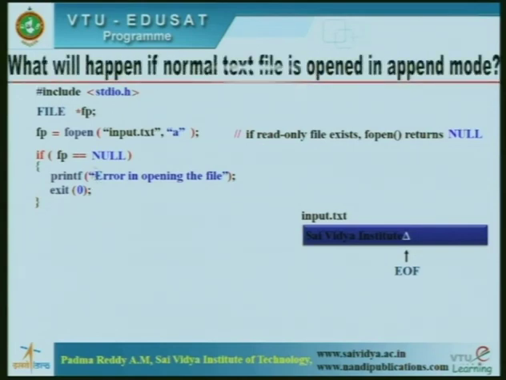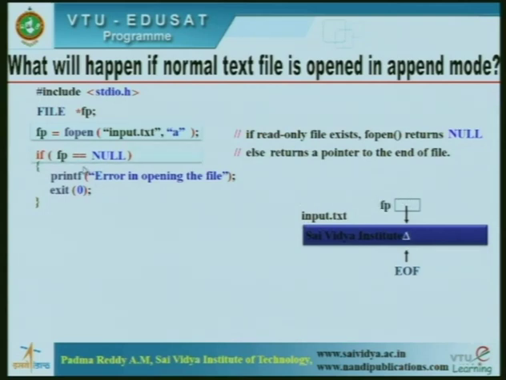Now let us see what will happen if a normal text file is opened in append mode. When I say normal text file, it definitely will not return null. In that case, it returns a pointer to the end of the file. So here, assume some text is already present; this is the end of the file. So fp points to the end of the file.